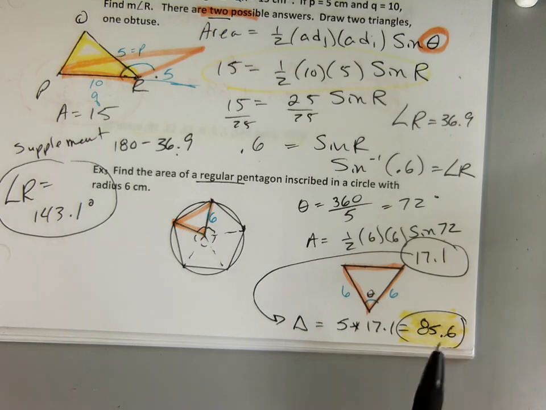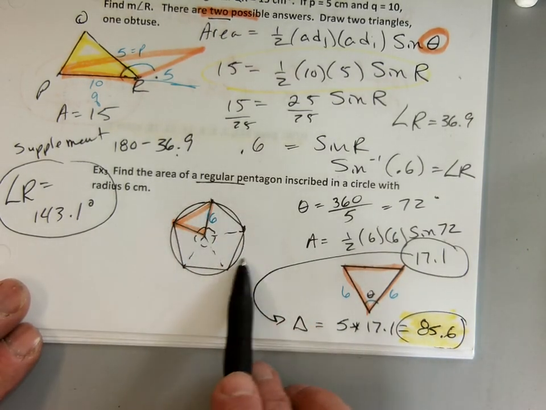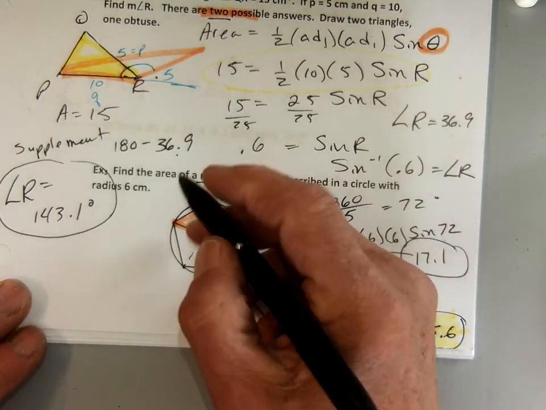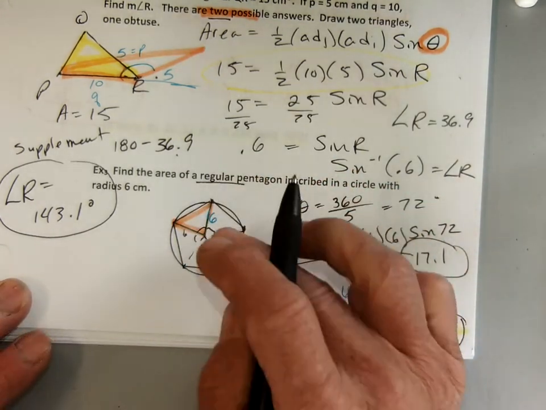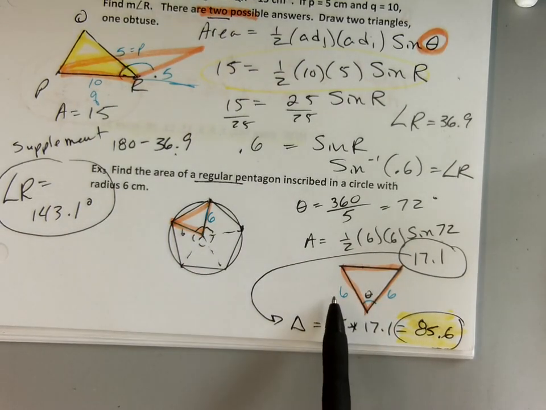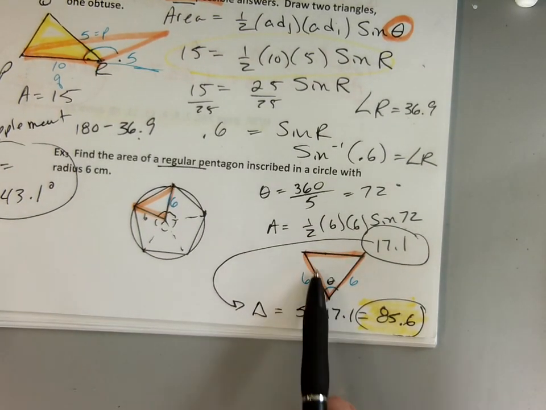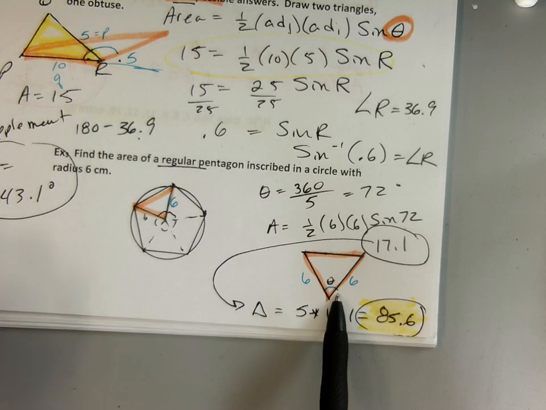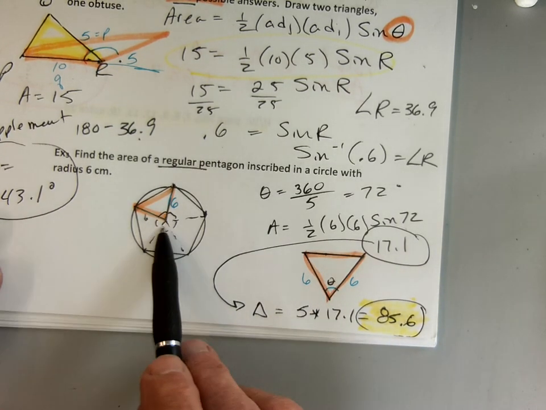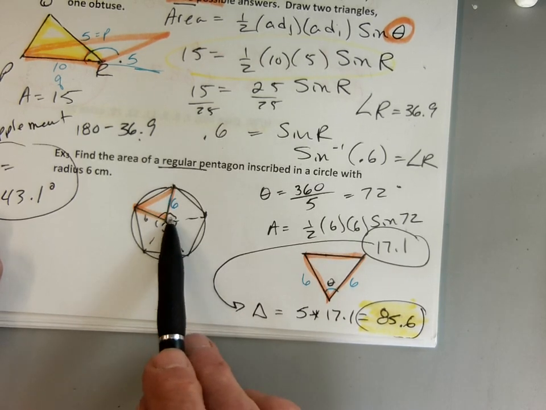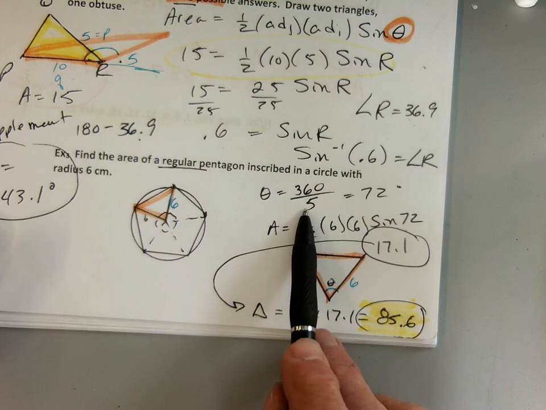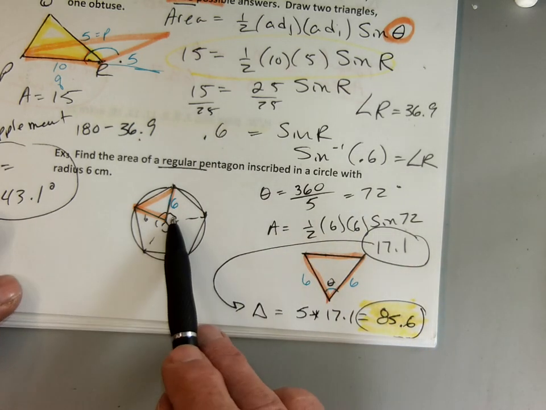Example 3, find the area of a regular pentagon inscribed in a circle with radius 6. Okay, radius 6, 6, 6. So what I did is I created 5 different triangles. Okay, and I looked at one of them and said, let's find the area of this triangle. Well, I have 6 and 6, but I need this angle, but I do know within this circle is 360 degrees. Divided by 5, so 72 degrees is each interior angle.